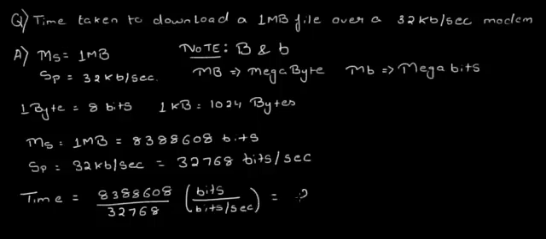So this ratio amounts to 256 seconds, and you can cross check the answer using your units. So the bits and bits get cancelled, the second goes up, and therefore 256 seconds, which is approximately equal to 4.2 minutes, which is the time that would be required to download a 1 megabyte file over a 32 kilobit per second modem.